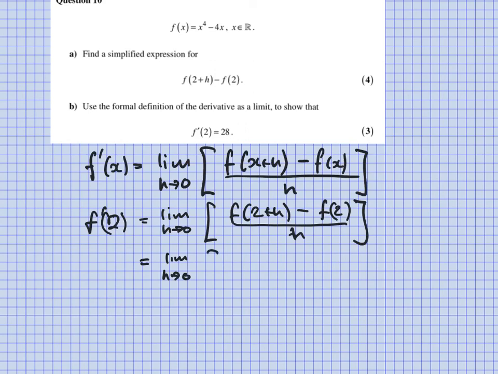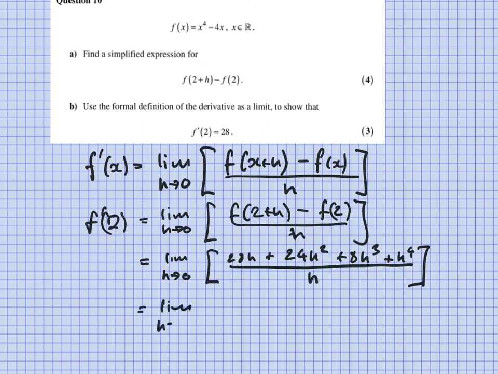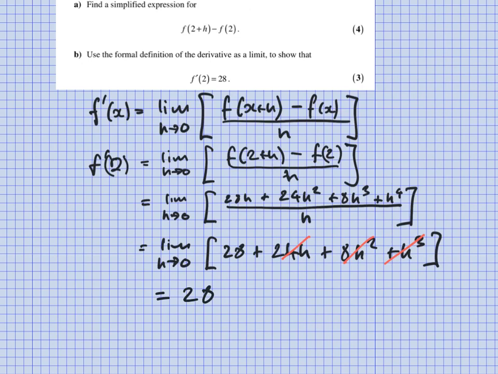We have the limit as h tends towards 0 of 28h plus 24h squared plus 8h cubed plus h to the power of 4 all over h. Cancel that down, we get the limit as h tends towards 0 of 28 plus 24h plus 8h squared plus h cubed. And as h tends towards 0, those terms all tend towards 0. So this is equal to 28 in the limit. Okay, so that's what we need. All right, hope that helps.